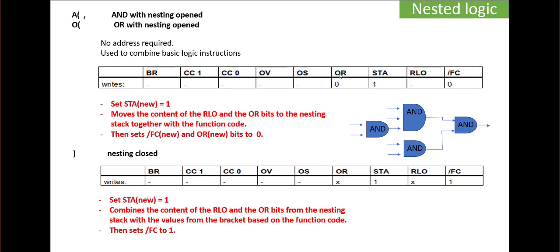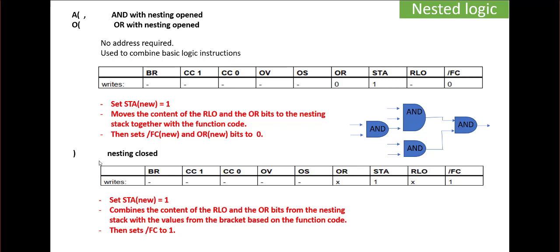So a nesting AND, if it comes and finds the first check bit was 0, will always push 1 to the RLO and 0 to the OR bit. Nesting OR, if it comes, there will be a slight difference and it will push 0 to the RLO and 0 to the OR bit. Whether it be this instruction or this instruction, both of them will reflect 1 in the status bit after their execution and set the first check bit and the OR bit back to 0 for the logic inside to get executed separately.